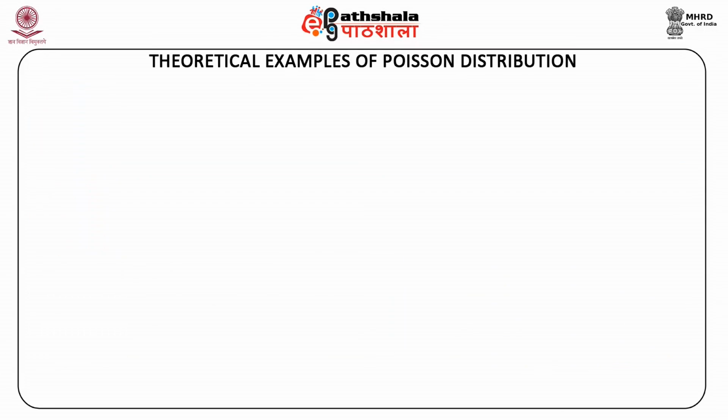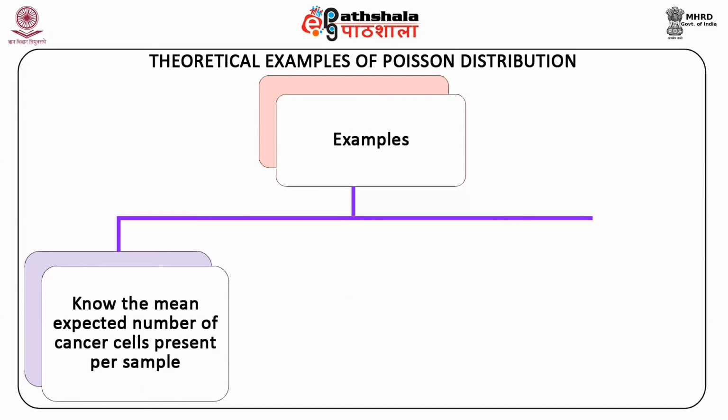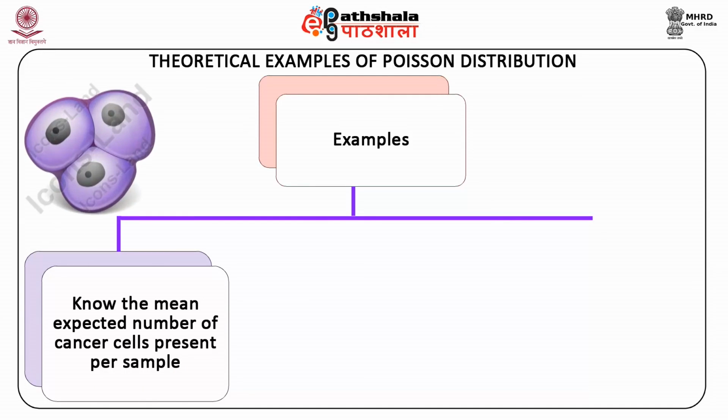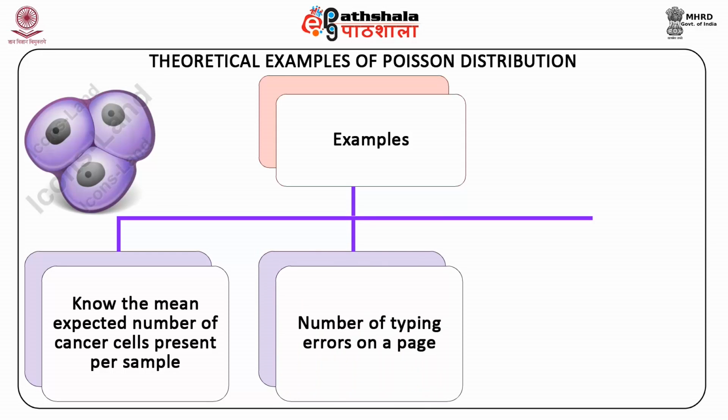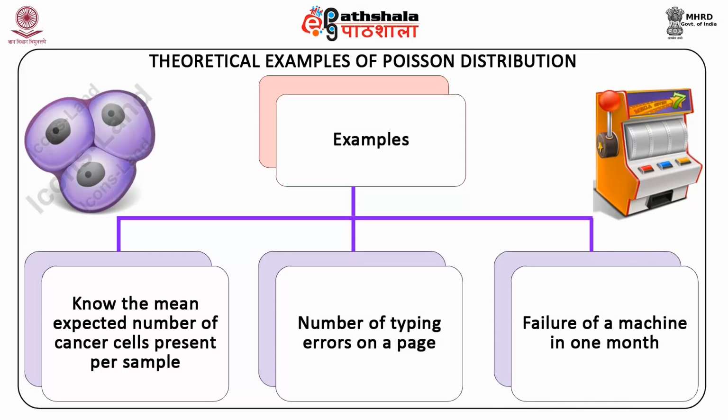Moving on to theoretical examples of Poisson distribution. An example of such a situation would be if you know the mean expected number of cancer cells present per sample and wanted to determine the probability of finding 1.5 times that amount of cells in any given sample, you would use a Poisson distribution. Number of typing errors on a page. Failure of a machine in 1 month.